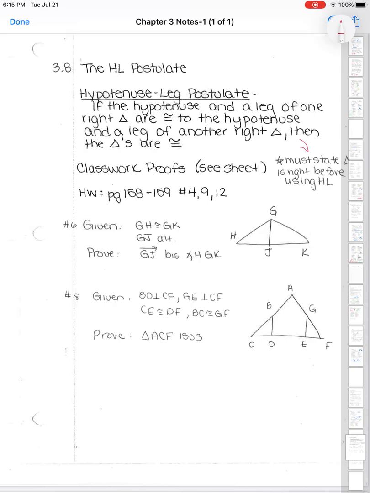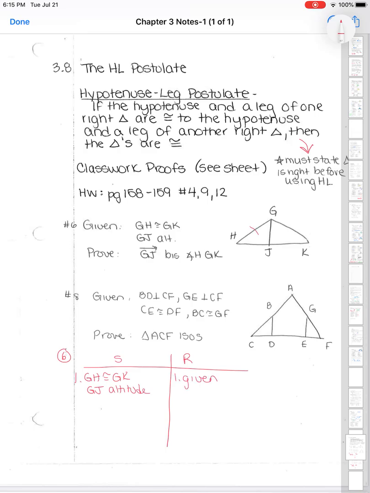All right, so the final section in chapter 3 is called the HL postulate. HL stands for hypotenuse leg. So it says if the hypotenuse and a leg of one right triangle are congruent to the hypotenuse and a leg of another triangle, then the two triangles are congruent to each other. The key, though, is, it says it right here, in order for you to use the HL postulate, you must state that the triangle is a right triangle before you use it. So that is the key.